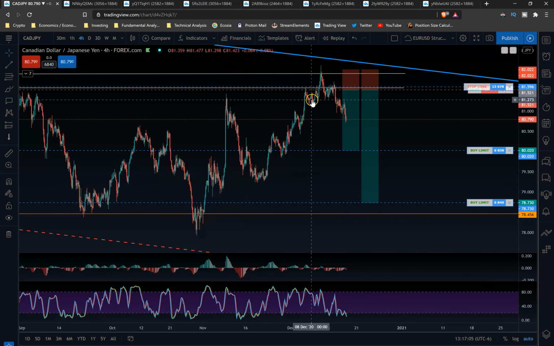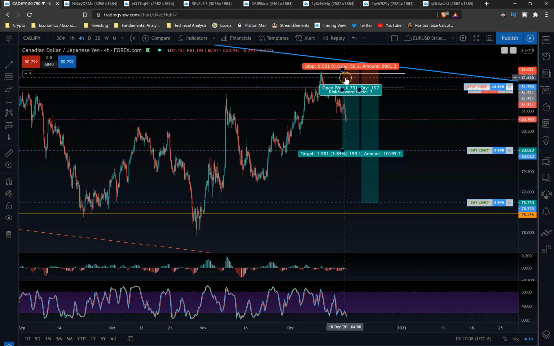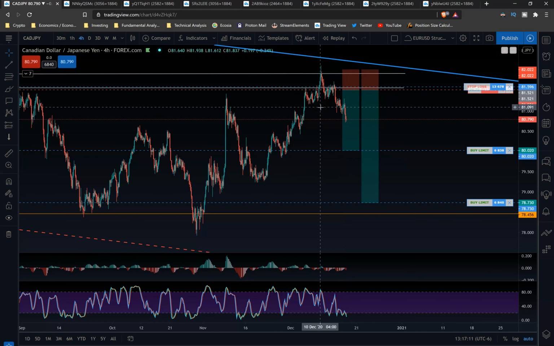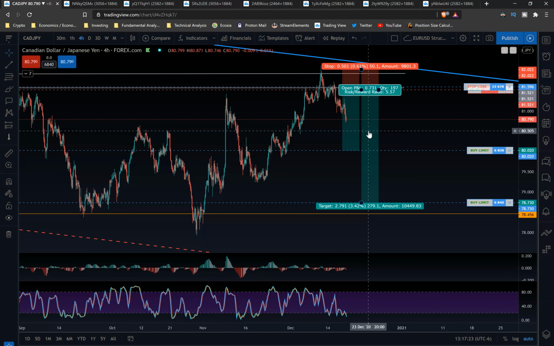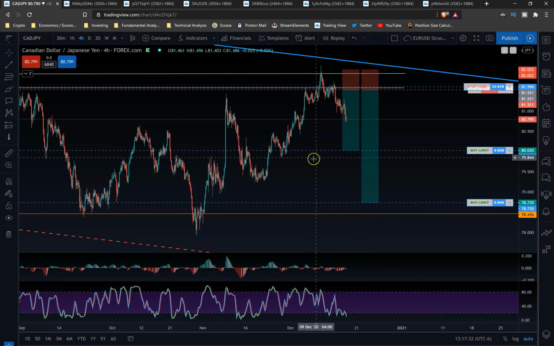Hit the first scale out for 50 pips. This was a 1-to-1. I had a 50 pip stop loss, and I hit my first scale out of 50 pips. My second scale out is at a 3-to-1 risk reward ratio, and my third and last take profit is at a 5.57 risk to reward ratio, and I divided the entire lot size by 3.